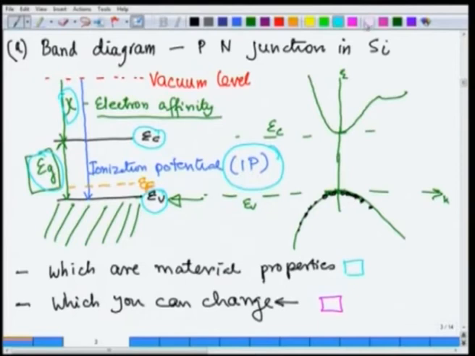But some other quantities you can change, and that's the Fermi level. That we have learned in several previous lectures, where we derived carrier statistics. You know that you can put a donor like phosphorus in silicon, or an acceptor like boron in silicon, and you can move the Fermi energy.